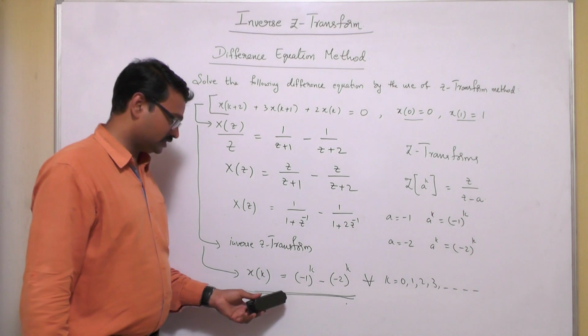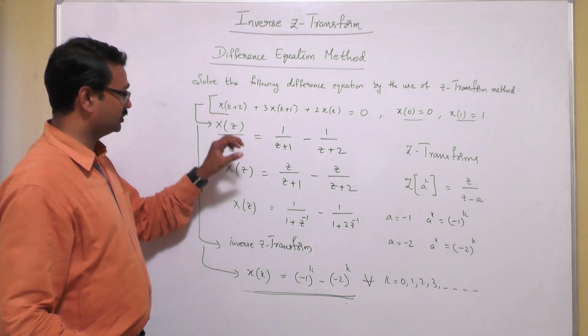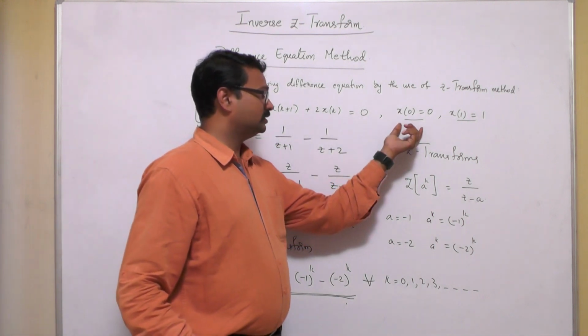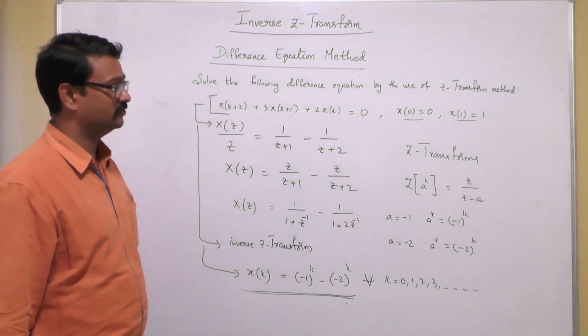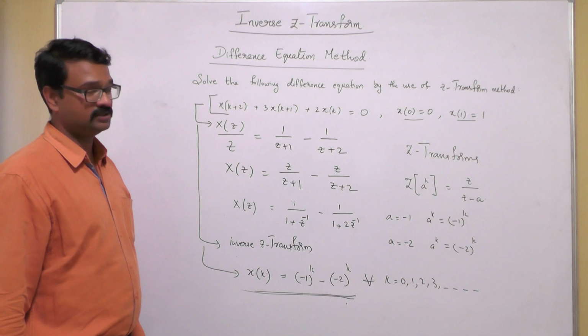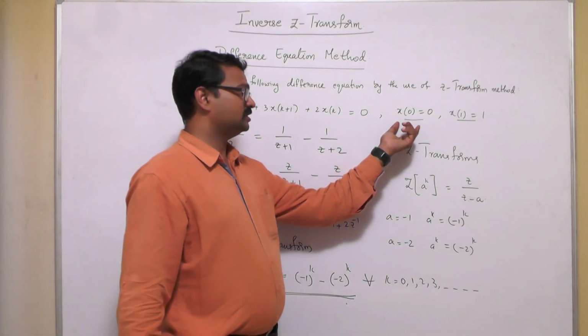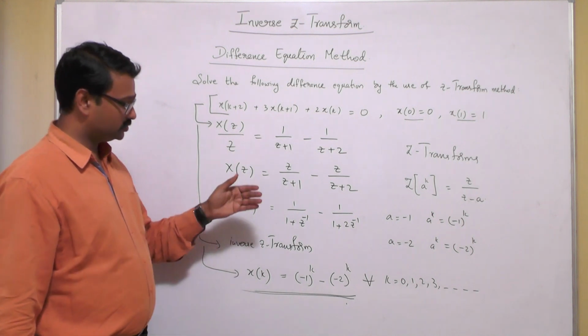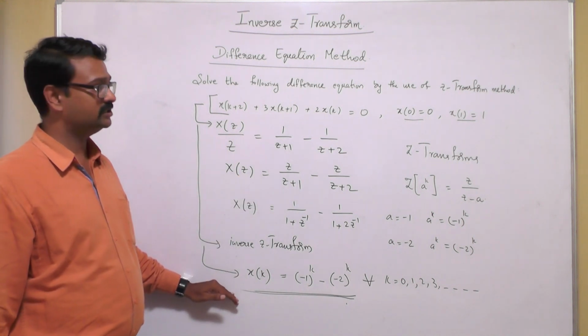So this is the result for x of k for this difference equation which you are given, based on the initial conditions x of 0 is equal to 0 and x of 1 is equal to 1. If the initial conditions are changed, you will get a different result, and so the result is depending upon the initial conditions.